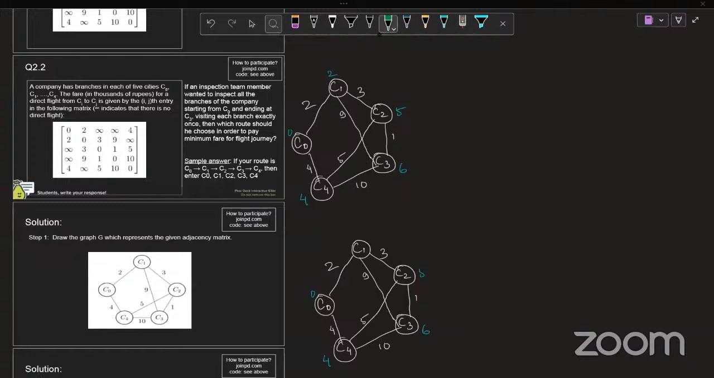Guys, start solving this, or are you trying this question? Should I wait for a few minutes? You have to visit all the vertices one time only. Okay, I have to find the shortest path, meaning the minimum length of it.